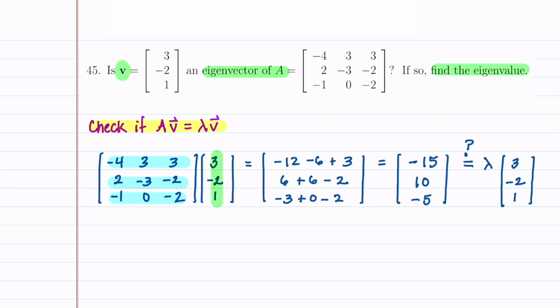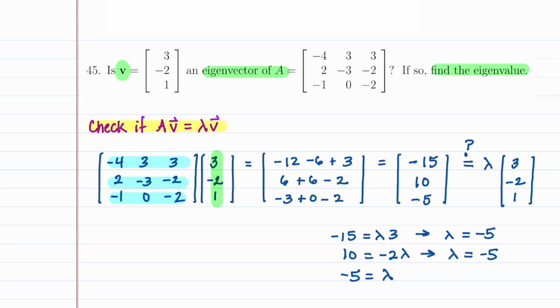So let's see what this is. We have a minus 15 is equal to 3 lambda. So that would be true if lambda is equal to minus 5. And then we have a 10 is equal to minus 2 lambda. And that, again, is going to be true if lambda is minus 5. And then lastly, we have a minus 5 is equal to lambda. And that's the same thing. Lambda is equal to minus 5.